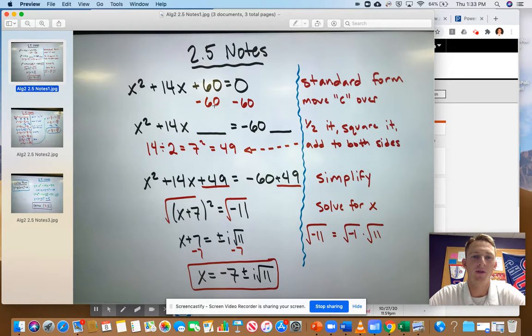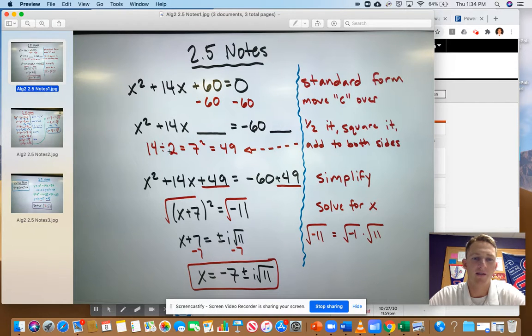We want to move the c over because we don't really like this 0 on the right side. So we're going to subtract 60. And now I have x squared plus 14x, and let's leave a little space here, equals negative 60 and leave a space. So what we're going to fill in this space is what's called completing the square. So we are going to use this b, so the positive 14, we're going to half it, square it, and add it to both sides, just like we say over here.